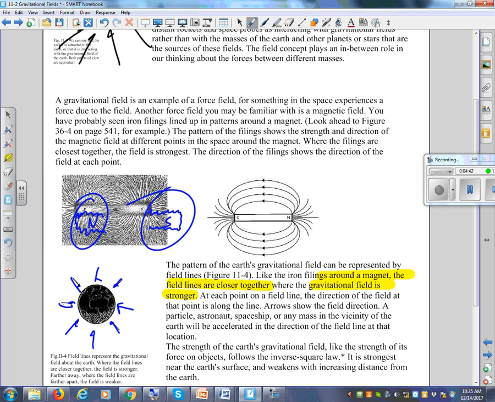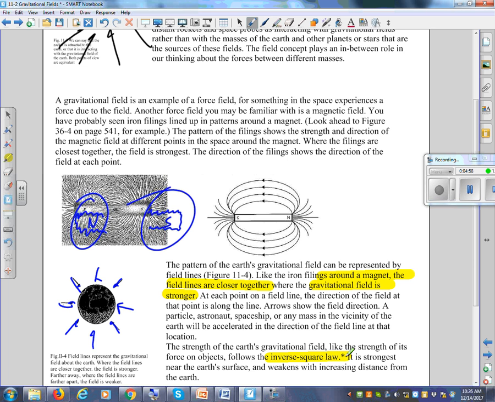Towards the center. Gravity is always down. A particle, astronaut, spaceship, or any mass in the vicinity of the Earth will be accelerated in the direction of the field line at that location. The strength of the Earth's gravitational field, like the strength of its force on objects, follows the inverse square law.